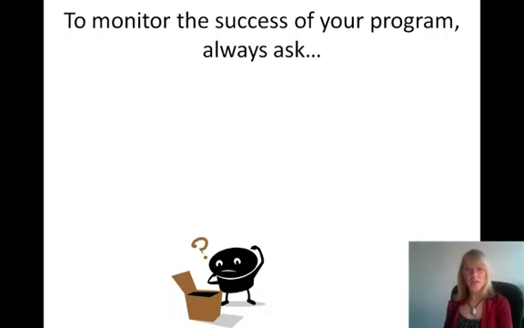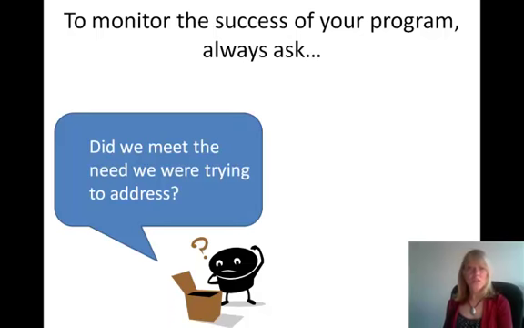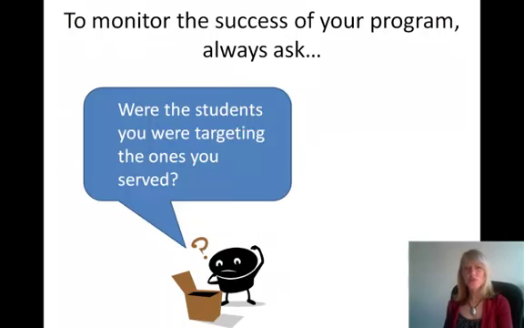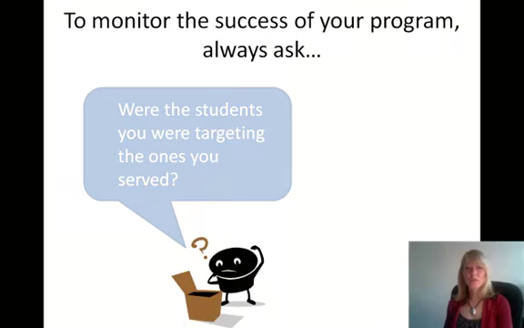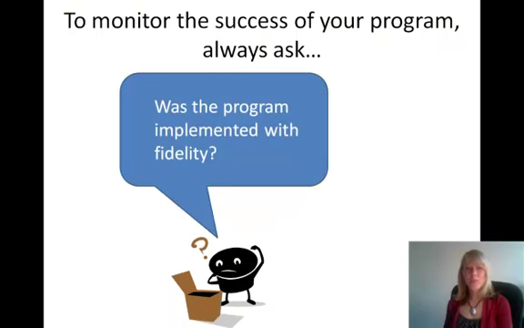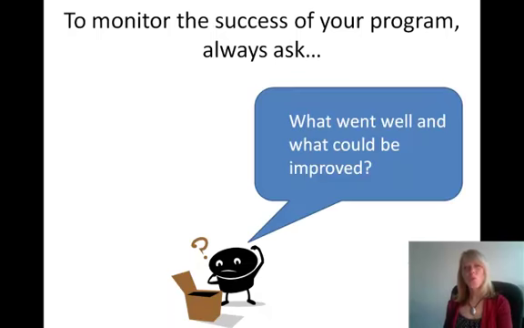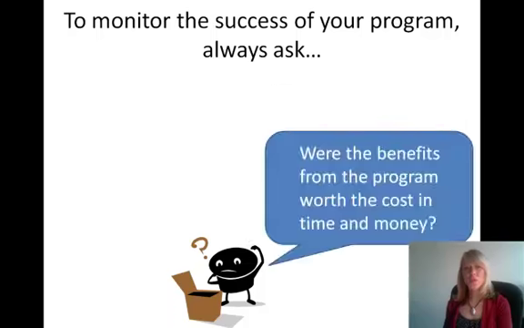Questions that you will always want to ask are, did you meet the need you were trying to address? Were the students you were targeting the ones who were served? Was the program implemented with fidelity? Did the program accomplish its goals? What went well and what could have been improved upon? And were the benefits of the program worth the cost in terms of time and money?